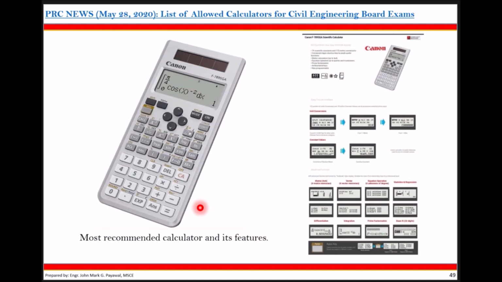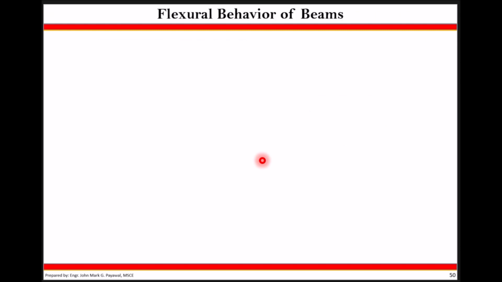What I've seen is that the most recommended could be this calculator, which is your F789 SGA, a Canon type of calculator. So it's up to you to decide when to buy or when to be familiar with your calculator. But again, this is a tip that I think would be very, very helpful for civil engineers like you.